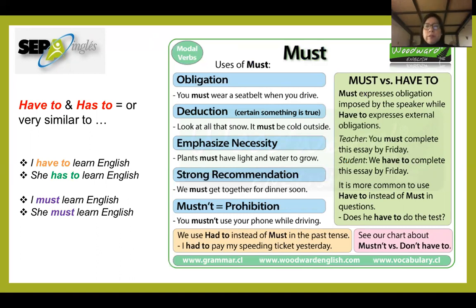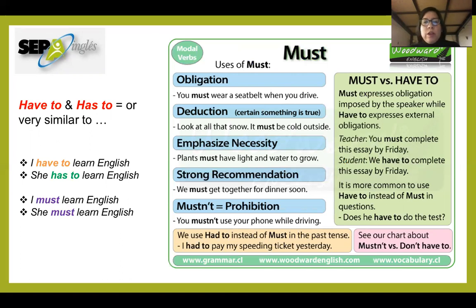Okay, so modal verbs. Modal verbs are complex verbs because we can use them to express several contexts, several meanings. Okay, let's look at some meanings of the modal verb must. For instance, you can express obligation with it. You must wear a seatbelt when you drive. We can also use must to express deduction. Okay, look at all that snow. It must be cold outside. We also use must to emphasize a necessity. Plants must have light and water to grow.